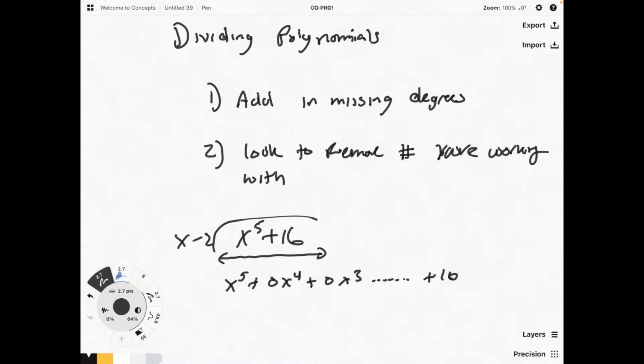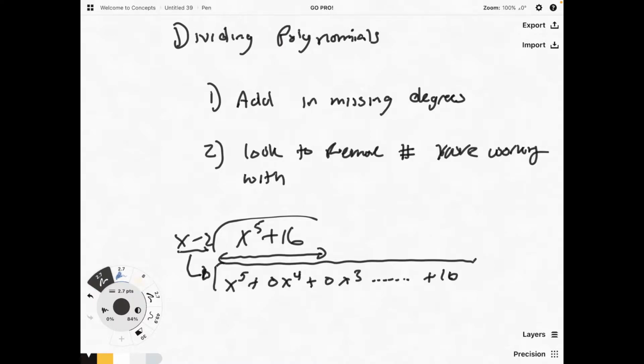And the reason why we want to do that is because when we actually divide the x minus 2 into this problem, it's going to help us as we walk through the steps. So that is the first rule that I would suggest that you do. And this way we will not miss any steps. The second thing we want to look at is to remove the number you're working with.